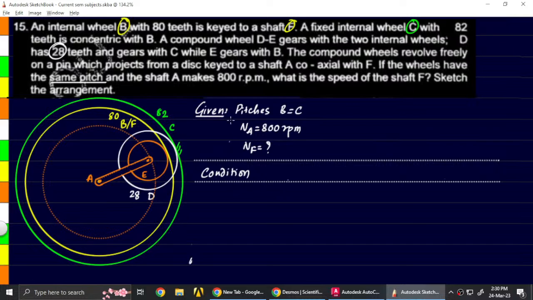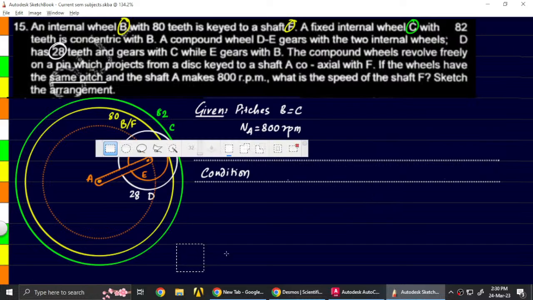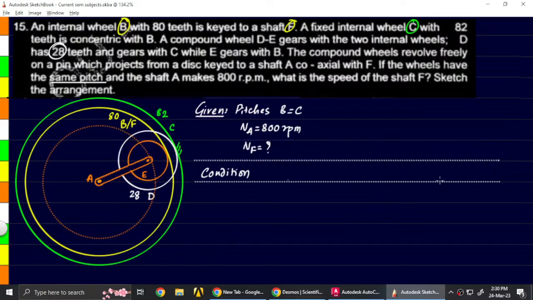Now, in order to solve this problem, we'll have to make a table wherein we mention the condition and the number of speeds. We have to write down the formulae for speeds of different things. So we'll always start with the speed of the arm. In this case, arm can be written as A. This is the disc, which has been shown in dotted form. You can see the disc and the shaft are keyed together. So that's what we are going to take first.